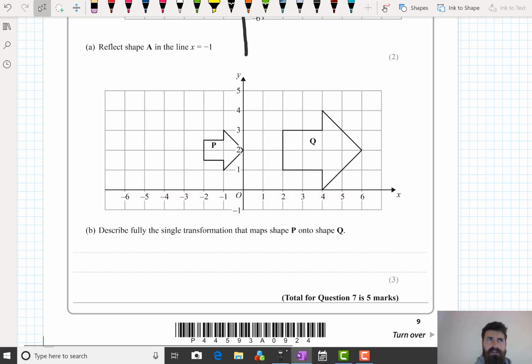I'm not making my own one up. Describe fully the single transformation that maps shape P onto shape Q. Shape P onto shape Q. Here, very careful with the language. I mean that.